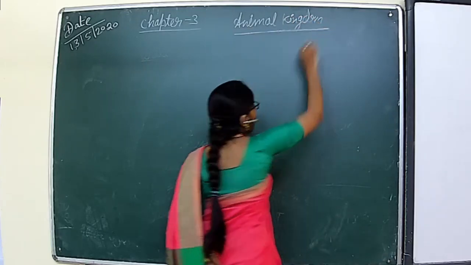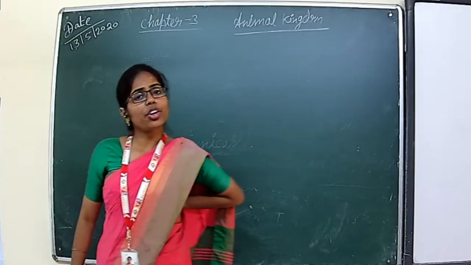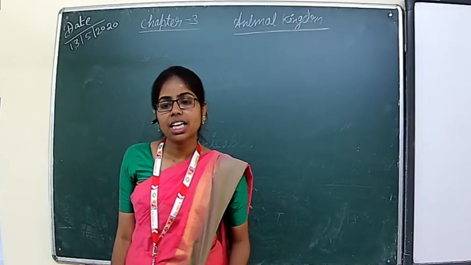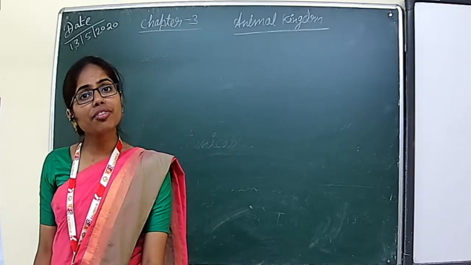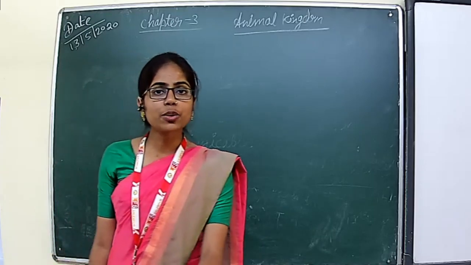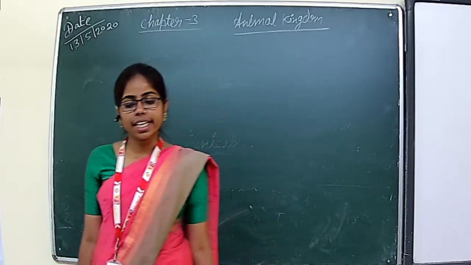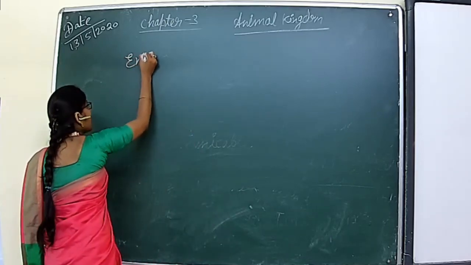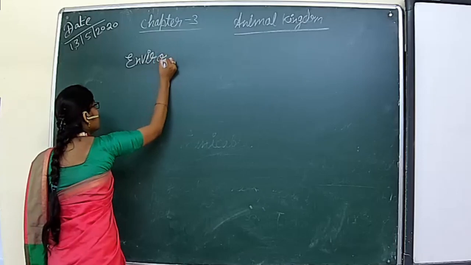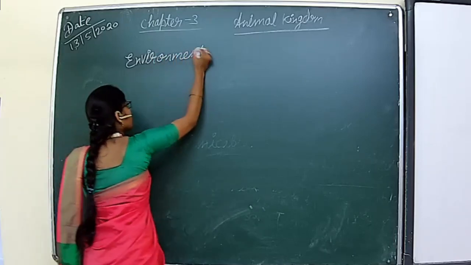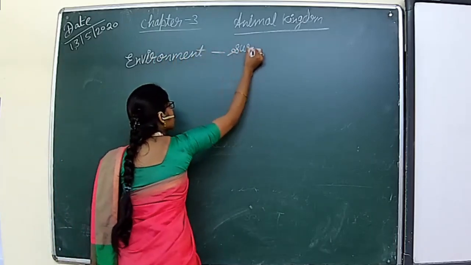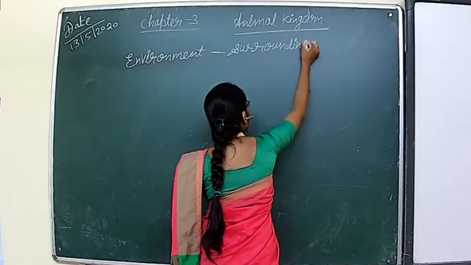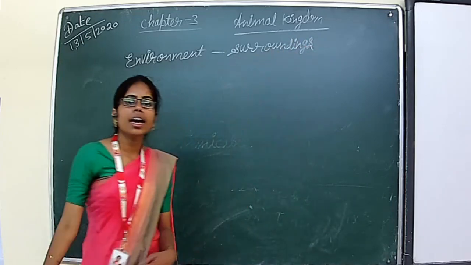Animal Kingdom. We know that animals play a very important role in our life. The surroundings in which they live and grow is called their environment. First term came here, environment. What is that? The surroundings in which they live and grow is called the environment.